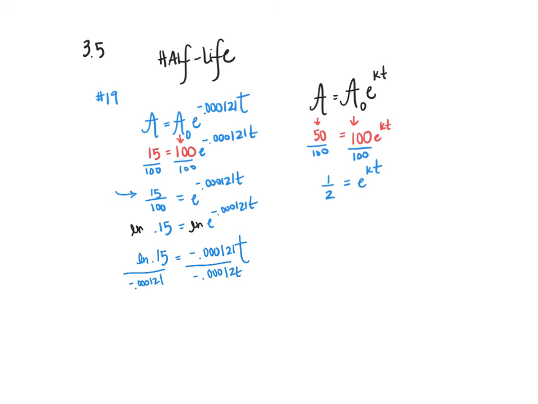0.000121, and you don't want to do any rounding, so just plug that into your calculator, and I am going to round to the nearest year. That should be 15,679 years.